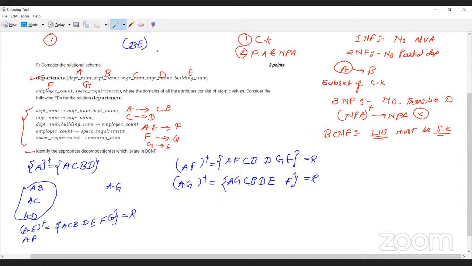No, sir. B, if we take the combination of B with any other attribute, we still will not get it, right? Sorry, A is not a part of the candidate key. So we only have to take the combination with A. So these three are the candidate keys.